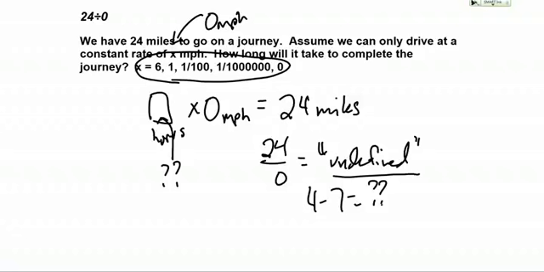And we're going to take the problem here and go, instead of saying we have 24 miles to go on a journey, assume we can only drive at a constant rate of, first of all, 6 miles per hour, and then we're going to answer the question. And then we're going to do the same thing for 1 mile an hour, 1/100th mile an hour, and so on, and see what seems to be happening there as we work our way going slower and slower and slower to achieve the goal of going 24 miles.